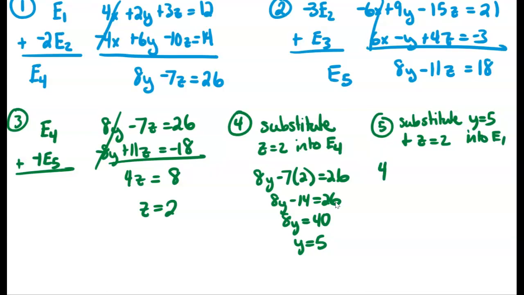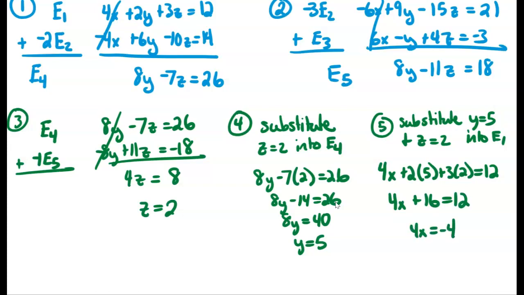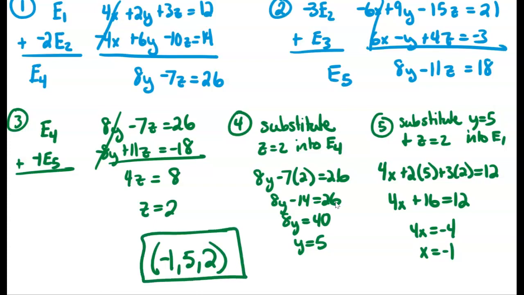So it was 4x plus 2y, y is 5, and then it was plus 3z, z is 2, equals 12. Okay, that is 10 plus 6 is 16. Subtract the 16, you get negative 4. Divide by 4, you get negative 1. So you write it like a point, x, y, z. And that's your solution.